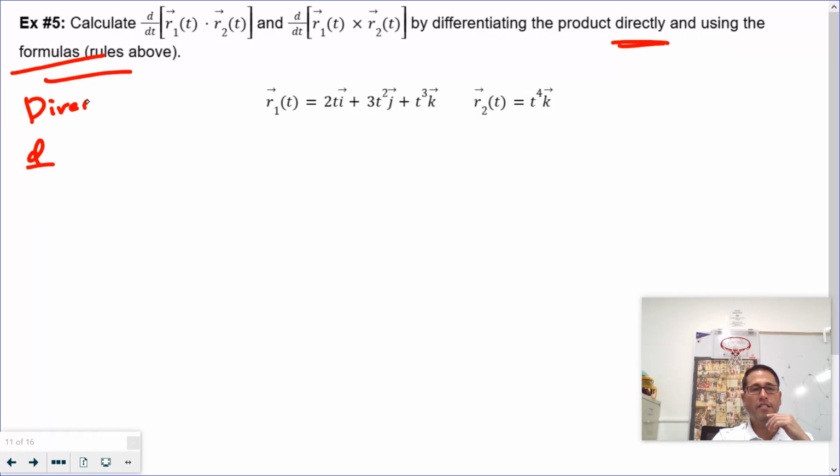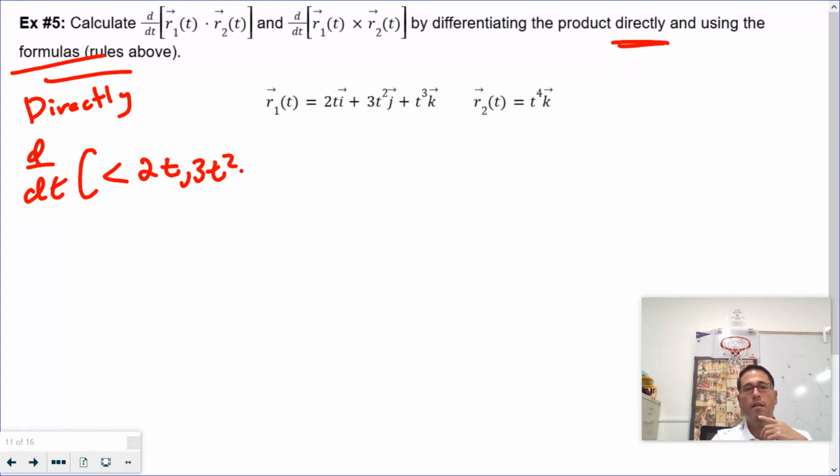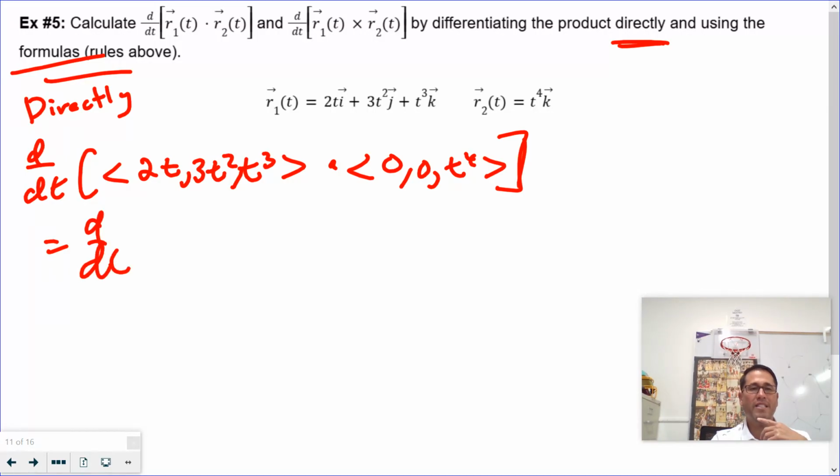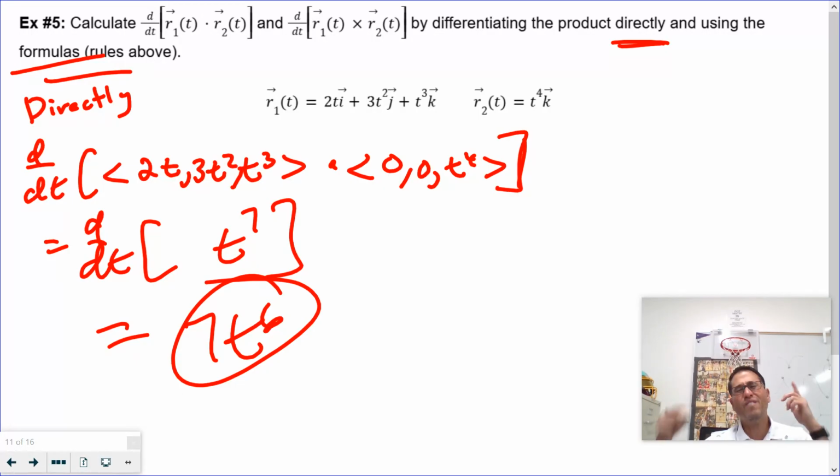Directly is, please excuse my dear Aunt Sally, which always tells me to do the parentheses first. So let's dot my R1 with my R2, 0, 0, t to the fourth, and then take the derivative of it. This would be doing it directly. That would be 0, 0, and then t to the 7th, and the derivative of that would be 7t to the 6th. Done.